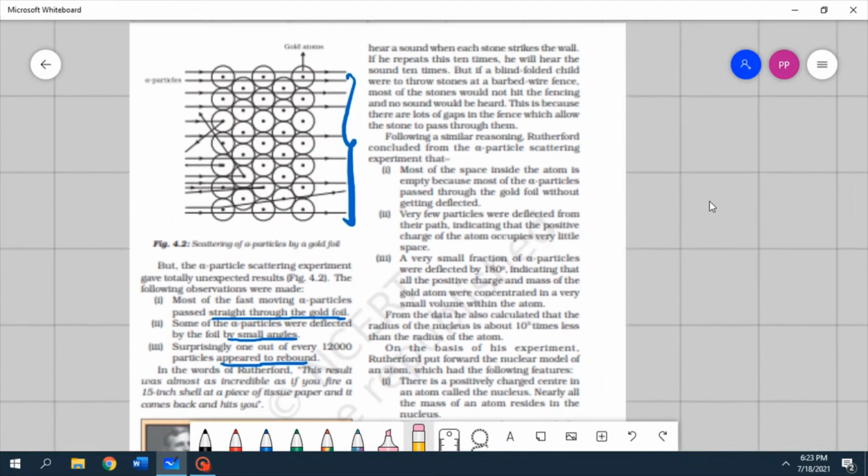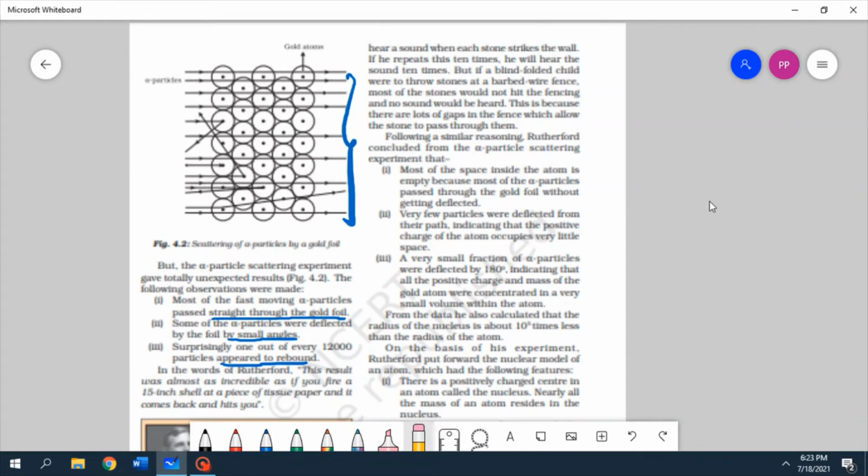Based on the experiment, the following conclusions were made. Most of the space inside the atom is empty. Most and empty, those are the keywords here. And why did he reach this conclusion? Because most of the alpha particles pass through the gold foil without getting deflected.